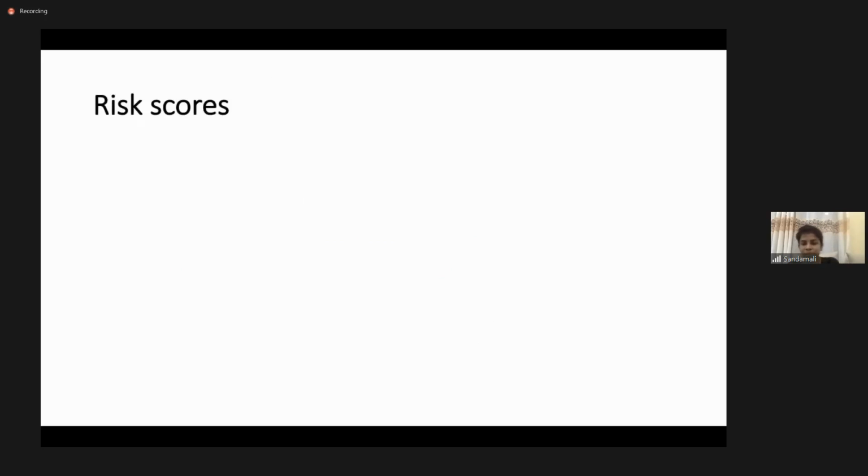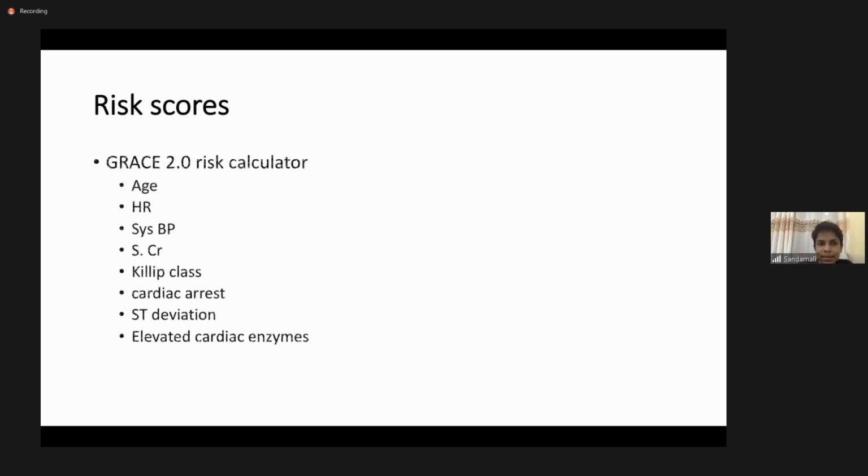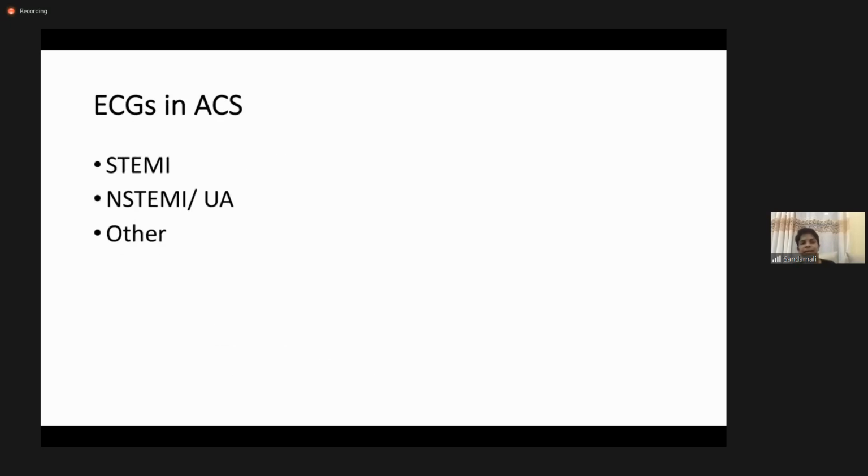I just want to mention briefly about risk scores also. The common one we use is a risk calculator, using many clinical parameters and investigations also. These risk calculators are used to assess the cardiovascular mortality risk during acute coronary syndrome. So this is the proper lecture.